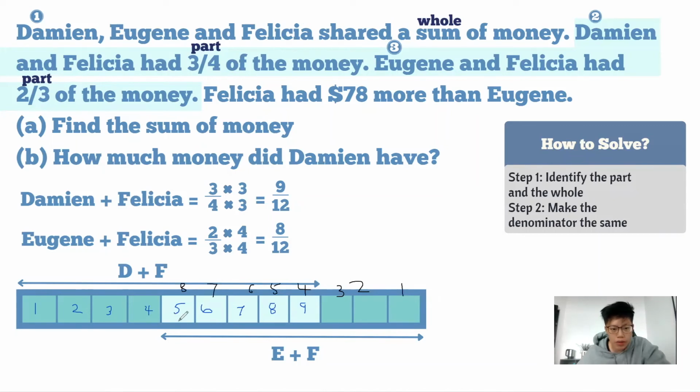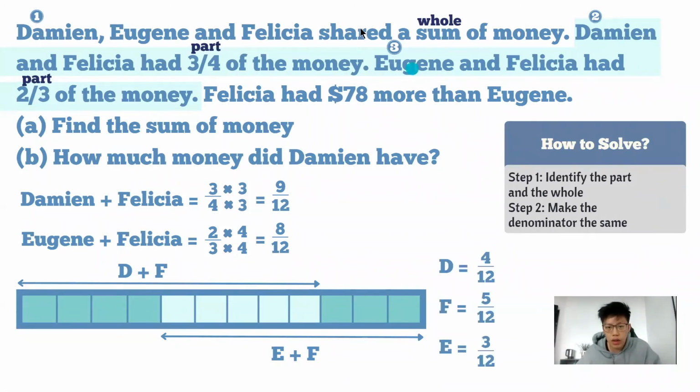So what is overlapping over here? This is the part that is overlapping. So that overlapping area is for Felicia. That is the reason why I can confidently say that Damien is equal to 4 units. How do I know that? Because Damien is whatever is over here. Make sense? So that is equal to 4 units. And for Felicia, because it is the overlapping area, we know that these are the units for Felicia, which is how much? 1, 2, 3, 4, 5. 5 units. And finally, for Eugene, it is the remaining units, which is 3 units, okay?